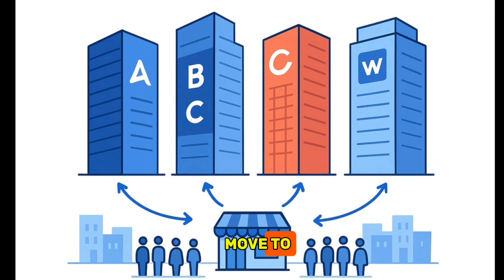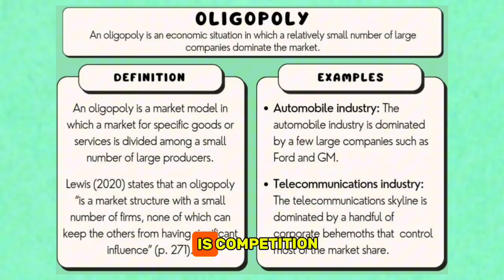Now let's move to oligopoly. An oligopoly happens when a small number of large companies control the market. There is competition, but only between a few powerful firms. These companies watch each other carefully. If one company changes prices, introduces a new product, or gives discounts, the others often react quickly.